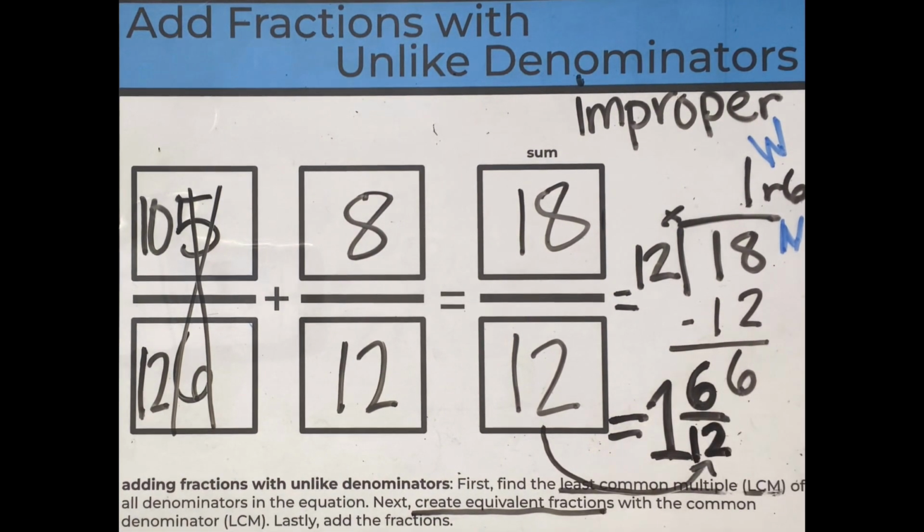Those 12s. So our final answer is 1 and 6/12. 1 and 6/12, which is also the same as what? Hopefully you said 1.5.